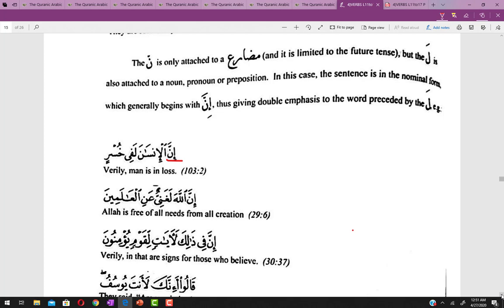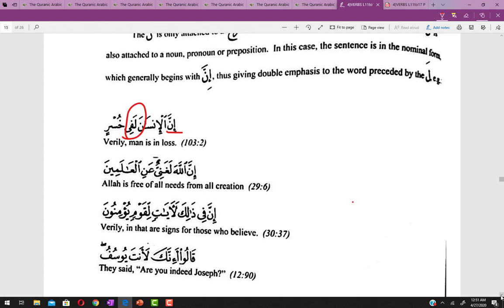Verily, man is in loss. Inna allaha laghaniyun anil alameen. So we have the word starting with inna and we have lam, laghaniyun. So ghani, lam tawkeed is attached to the noun here. Allah subhanahu wa ta'ala is free of all needs from all creation.